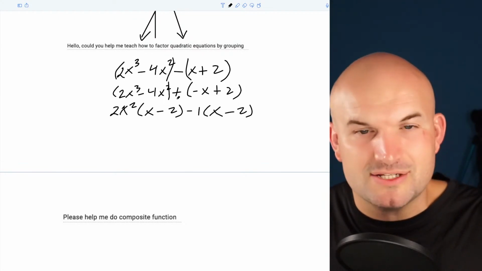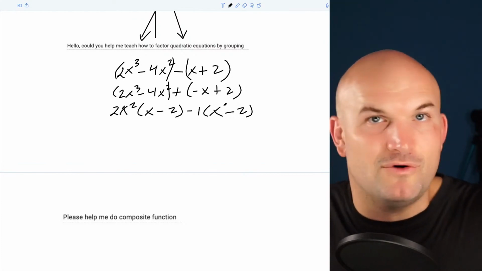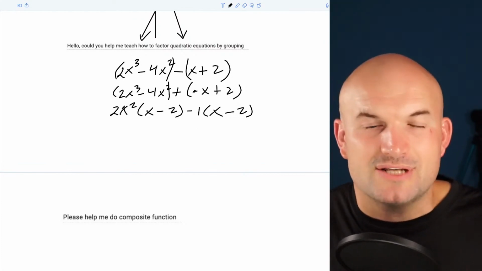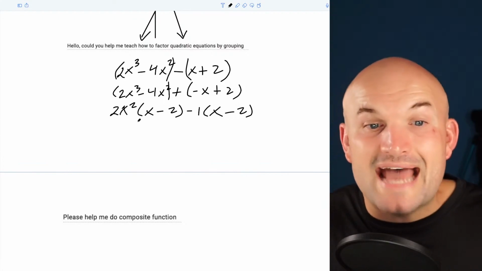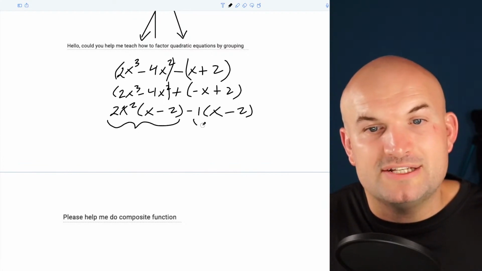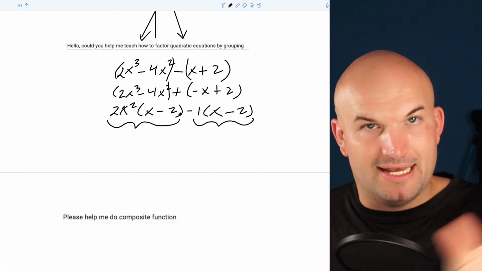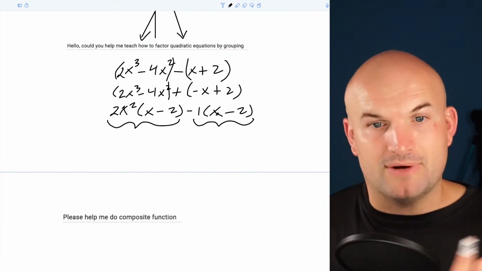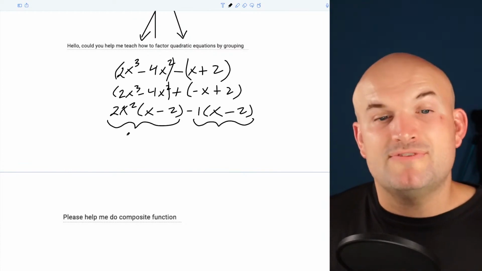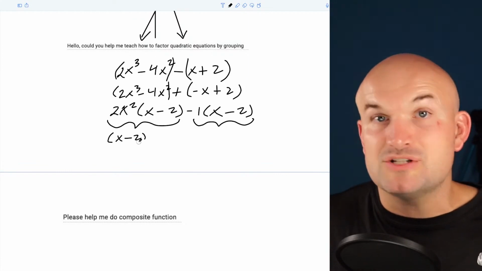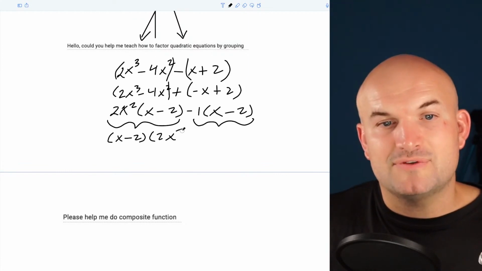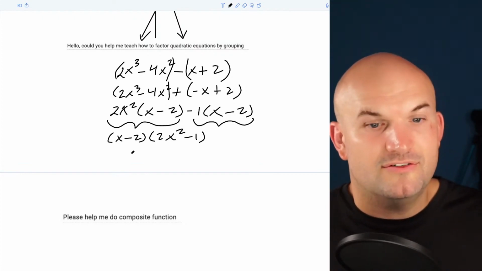Now, again, you could say, where'd the plus go? Well, it's really plus a negative 1, which is really just minus 1, right? So that's why I got rid of the plus. Now, I want you to see what these two components have, right? Now I have a term minus another term, or expression minus another expression. And what can we factor out? Well, we can factor out the common expression, x minus 2. And that's going to leave me left with a 2x squared minus 1. Okay? And therefore, that is factored in that case.